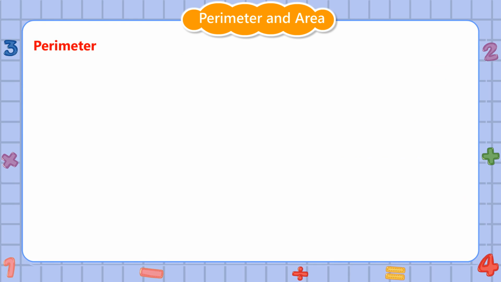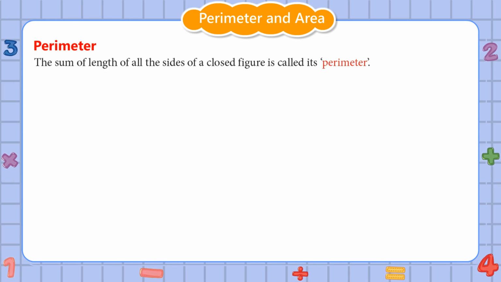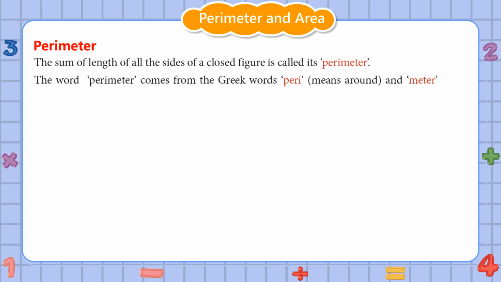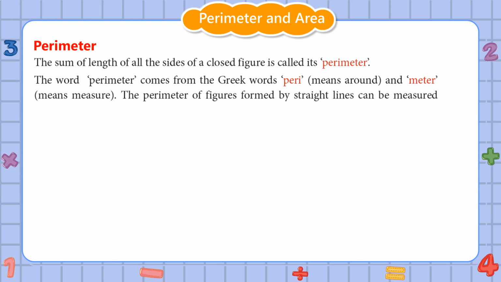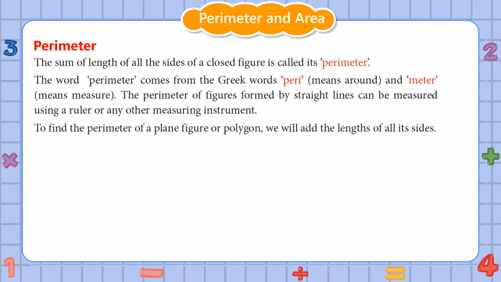Perimeter. The sum of the lengths of all the sides of a closed figure is called its perimeter. The word perimeter comes from the Greek words peri, meaning around, and meter, meaning measure. The perimeter of figures formed by straight lines can be measured using a ruler or any other measuring instrument. To find the perimeter of a plane figure or polygon, we add the lengths of all its sides.